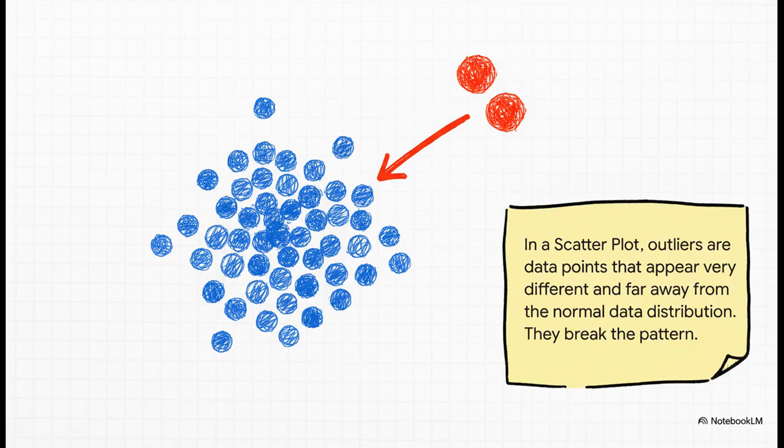So first up, we have the scatter plot. See how most of the dots are kind of hanging out together in a big group? They're following a trend. But then you've got these other points, way out on their own, totally isolated from the main crowd. Those are our outliers. They're the ones breaking the pattern.